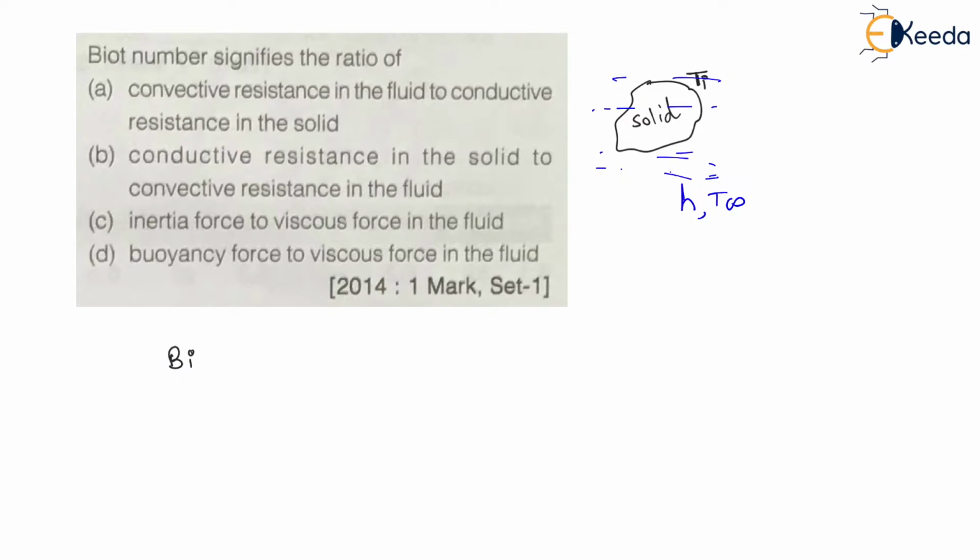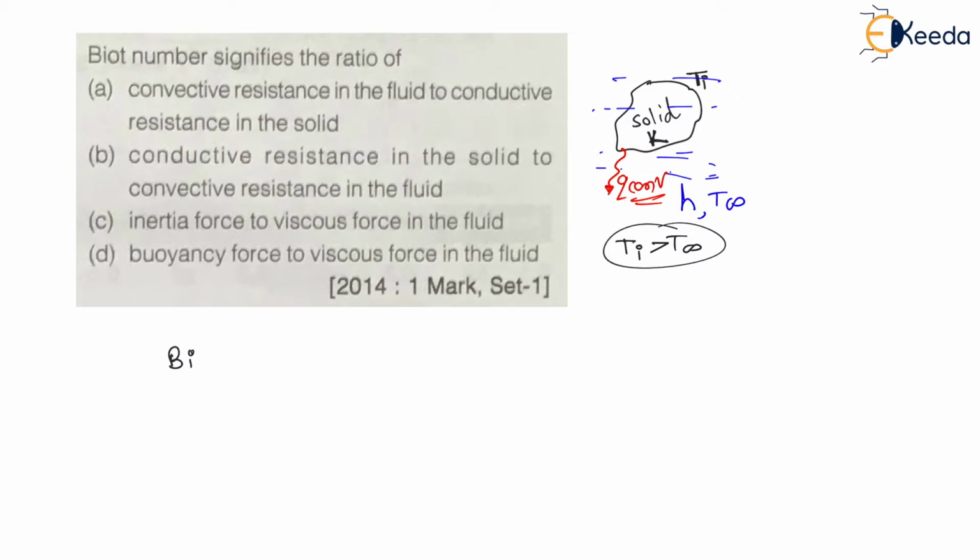Now this solid object will be having thermal conductivity k. k is the thermal conductivity of solid, right? And let us assume the initial temperature of solid object is more than surrounding fluid temperature. Therefore, because of this temperature difference, this solid object will continuously lose heat to the surrounding by convection, and slowly the temperature of solid object goes on decreasing, right?